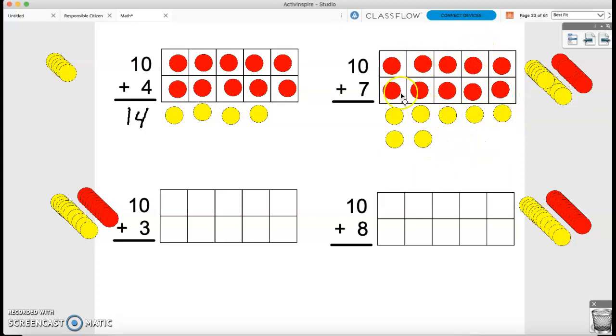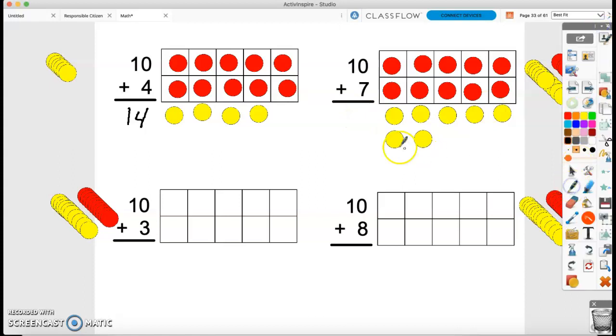And I like to lay them out and put them right next to the columns like this so that I can see an extra 10 frame in my head. So I know I have 10, and I'm going to count up 11, 12, 13, 14, 15, 16, 17. So I know that I have 17. 10 plus 7 is 17.